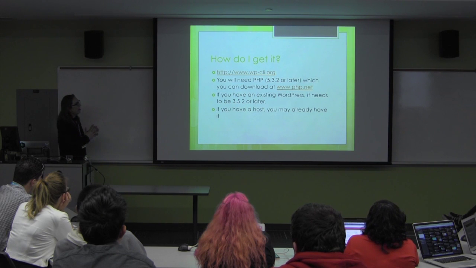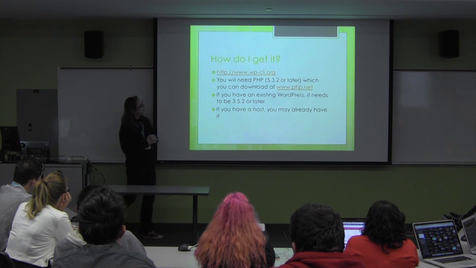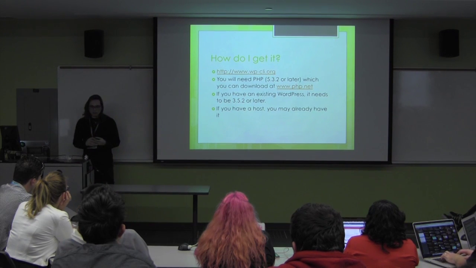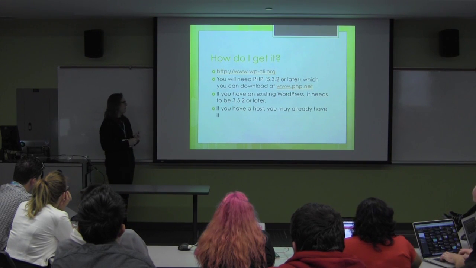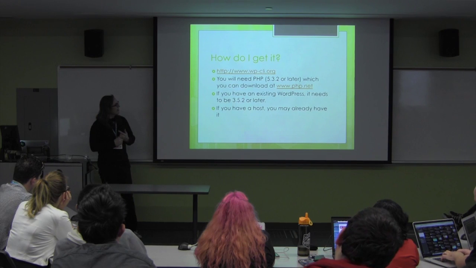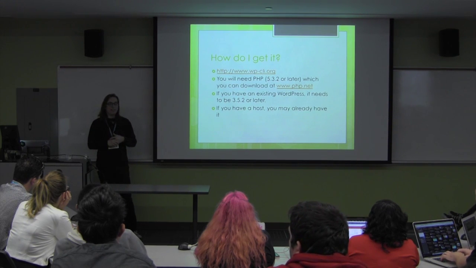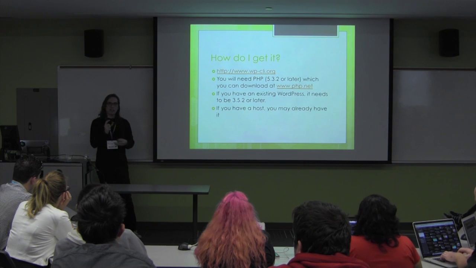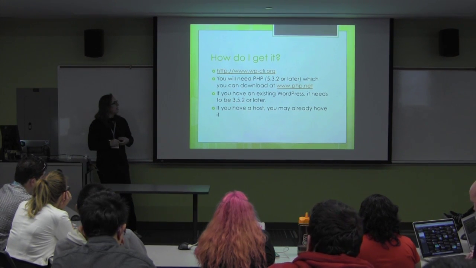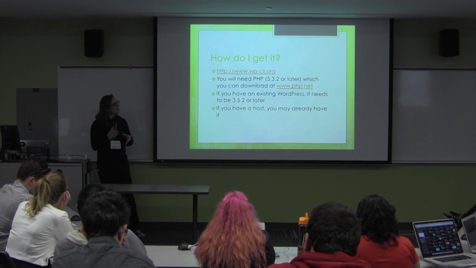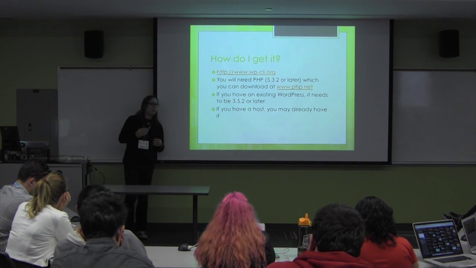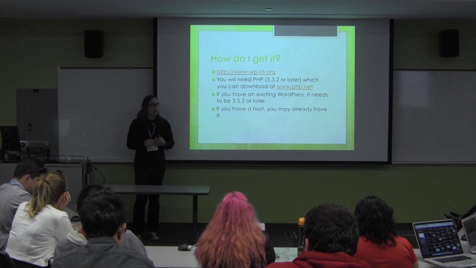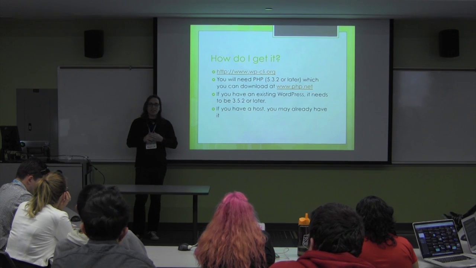So WP-CLI is available at wpcli.org. You'll need PHP to download it. On the Mac, I believe it has it. On the PC, if you use Cygwin, you want to make sure that package gets installed when you install it. And if you're configuring an existing WordPress, it needs to be 3.5.2 or later.